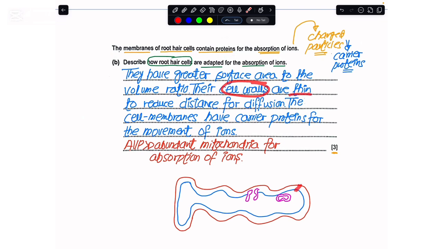And when their cell walls are thin, this would reduce the distance for the movement or for the diffusion of the ions, and at the same time, the cell membrane has carrier proteins in it, and that would facilitate the movement of the ions. Now here you would score 3 marks, but if you forget any of the above points, you can remember this alternative valid point that these root hair cells have abundant mitochondria that would be helpful for the absorption of the ions.